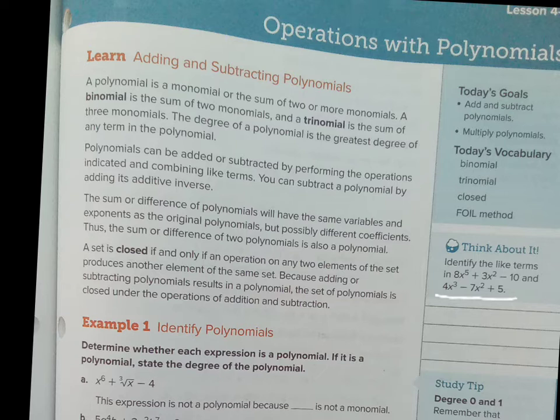Please watch your signs. And then down here, this is a term you guys probably never seen before, I'm guessing. So the set is closed if and only if an operation on any two elements of that set produces another element of the same set. I'm going to give you an example to make sense of this. But it says because adding or subtracting polynomials results in a polynomial, so the answer is still a polynomial, the set of polynomials is closed under the operations of addition and subtraction.